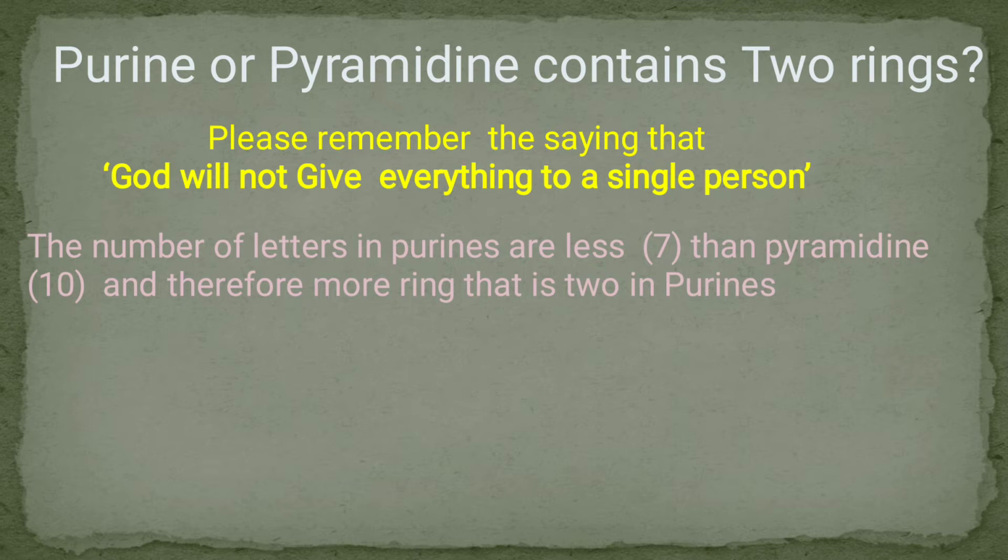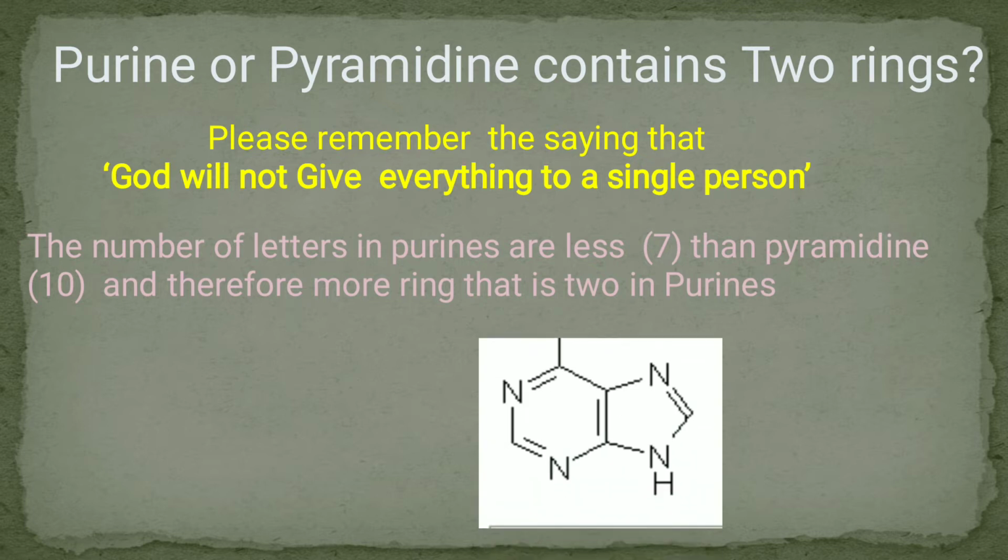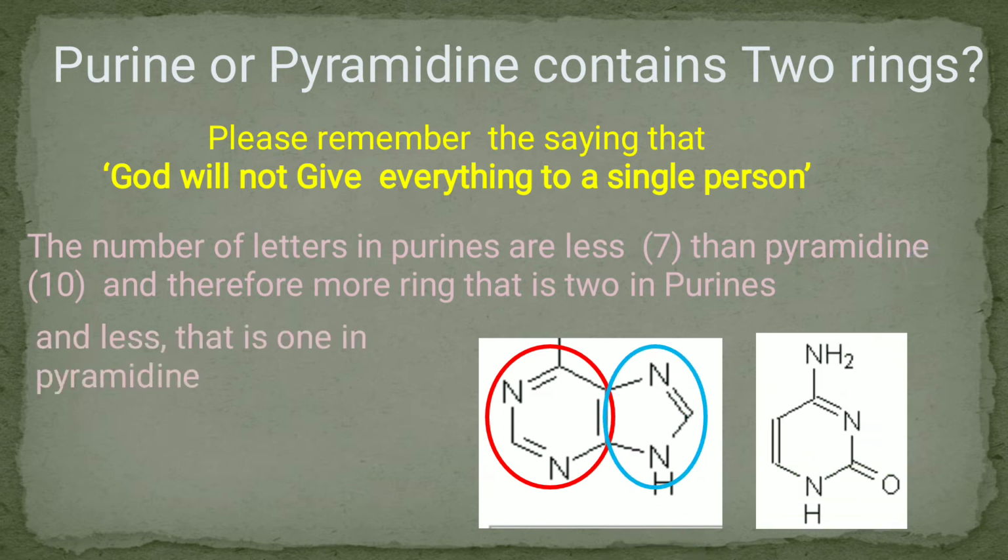So more rings are in purine, that is, the 2-ring structure is for purine, and you can see the two rings, the first one and then the second one. And we can see that there is less, a single ring, in pyrimidine. Why? Because pyrimidine has more letters. So this is the single ring of pyrimidine. So that confusion is done. No more confusion with regard to whether purine or pyrimidine contains two rings.